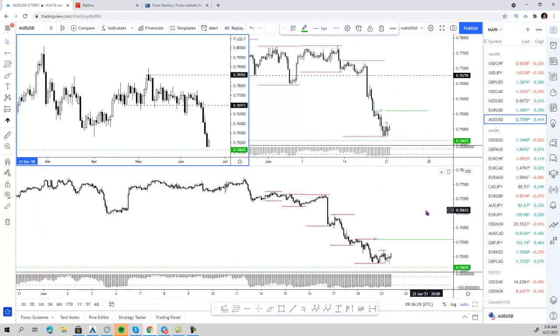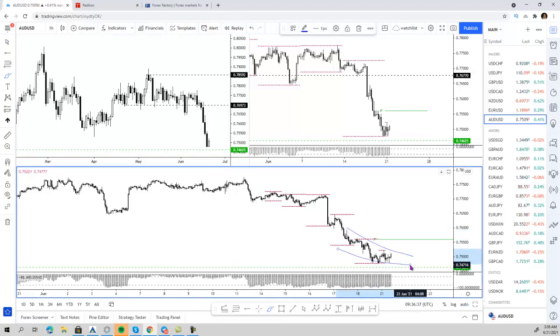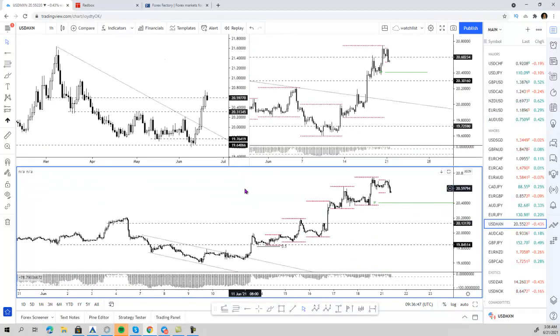no level to trade from on the Aussie side of things. So I'm not looking too heavily into buying here, even though the hourly does look like a reversal. Now everything looks like a reversal right now, but nothing is yet validated, guys. So you need to wait on this.